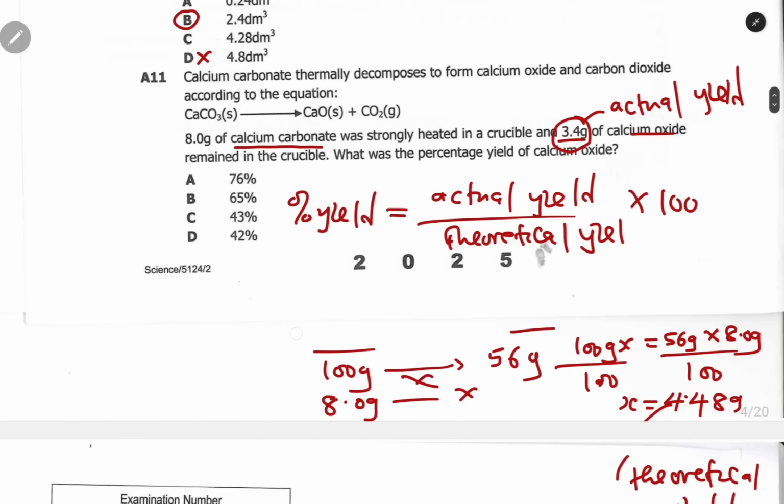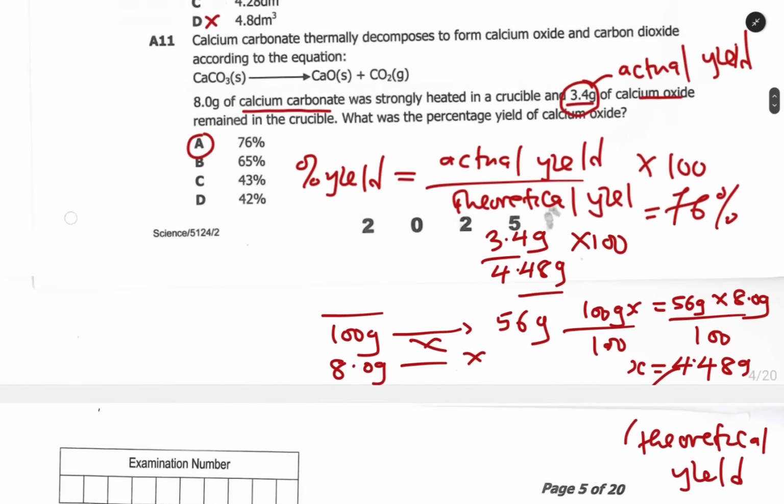We can replace 3.4 gram divided by 4.48 gram multiplied by 100. When you do this, 3.4 divided by 4.48 gives us 0.75, multiplied by 100. It's giving 75.8, which is 76%. So this is 76%, and from the answers, the answer is A. That is how you do it.